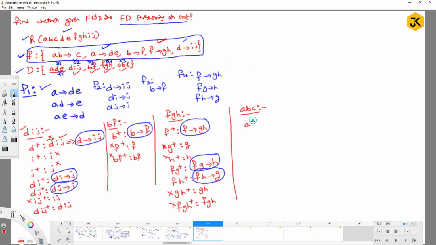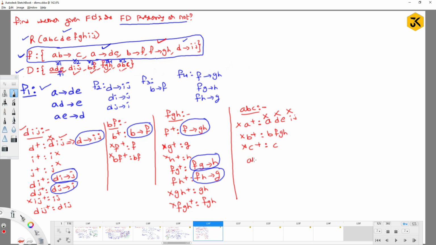So if you find out A closure, you are going to get A, D, E, and from D you can get IJ and nothing is there, right? But this is trivial and these two are not in our relation, so for A closure nothing is possible. Similarly, try to find out B closure. B closure, we are going to get BF, from F you can get GH, so these are all not in our relation, so I can simply skip. Similarly, try to find out C closure. C closure is only C, so it is trivial, you could not add this one, right?